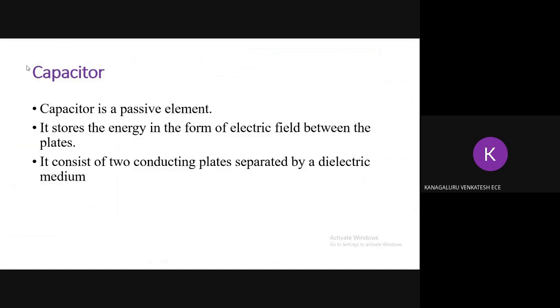A capacitor is a passive element and it stores energy in the form of an electric field between the plates. We know that it consists of two plates separated by a dielectric medium, or what we call an insulating material. If you look at the symbol of a capacitor, it consists of two plates as shown here. And these plates are separated by an insulating material.